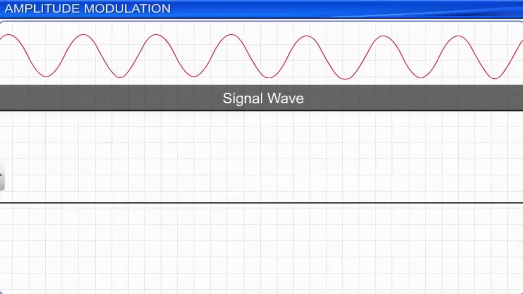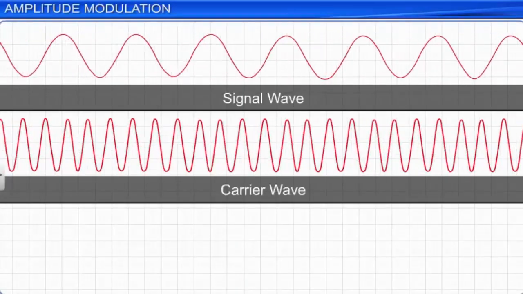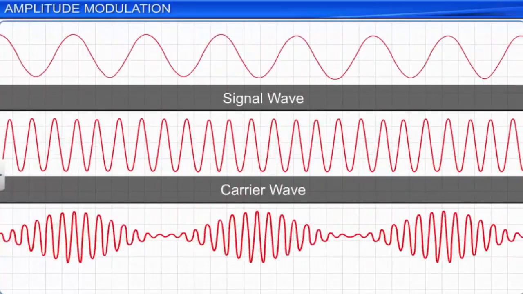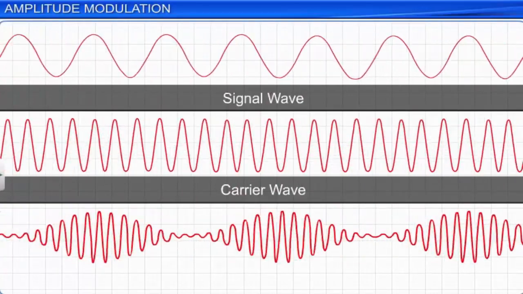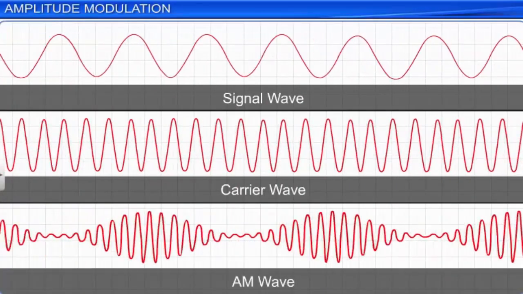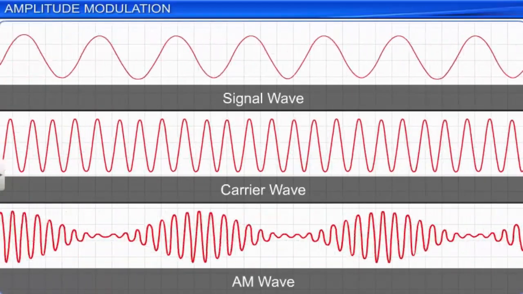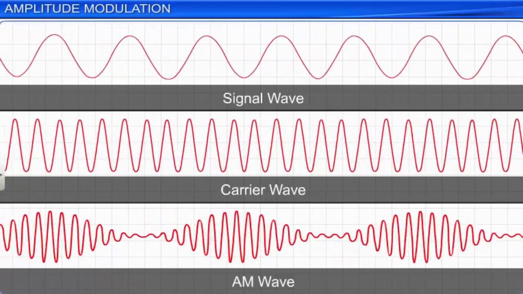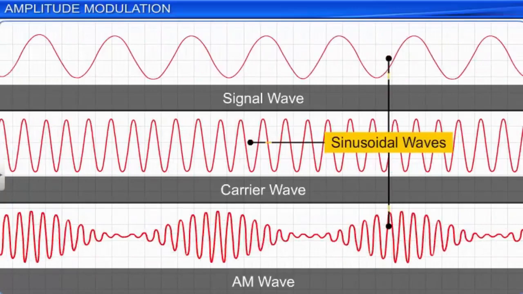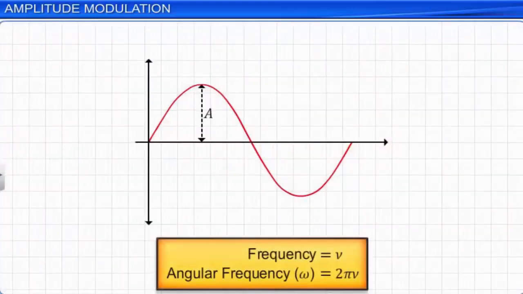We already know that the transfer of a message signal onto a carrier wave by varying the amplitude of the carrier wave in accordance with the amplitude of the message signal is called amplitude modulation. Let us consider the case where the message signal, carrier wave, and the amplitude modulated wave are all sinusoidal waves. A sinusoidal wave, in its simplest form, is represented by a function of time y(t) equal to a sin omega t.